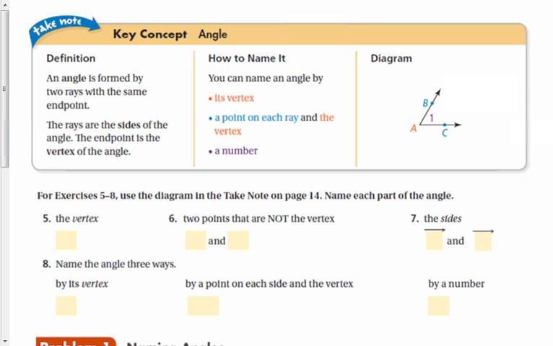All right, key concept is an angle. You can name an angle by its vertex, by a point on each ray and the vertex, or by a number. And you can see the examples here.